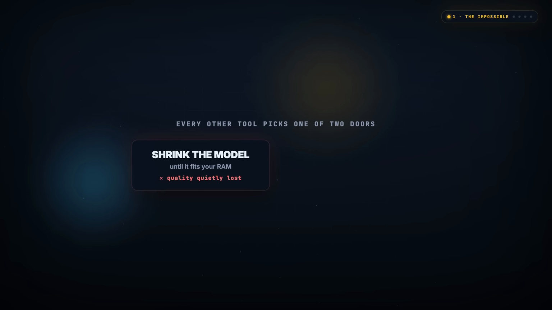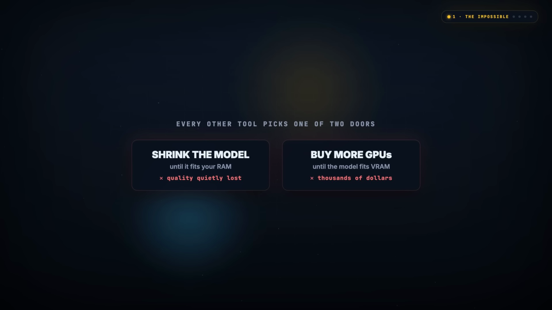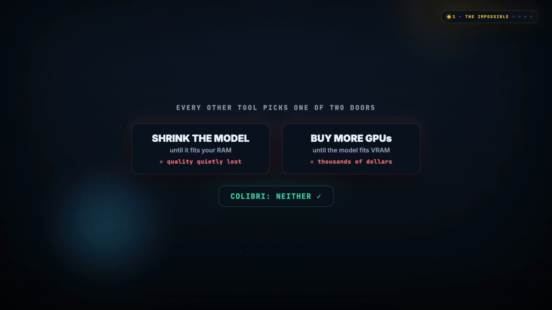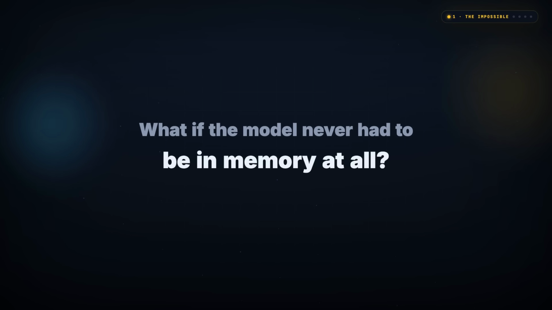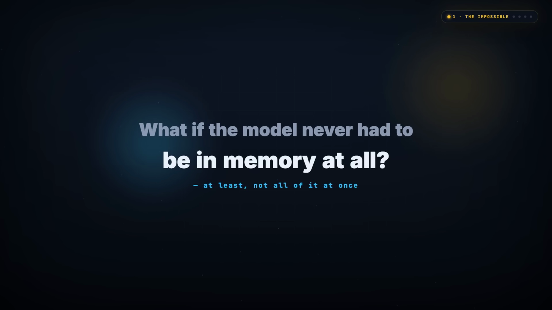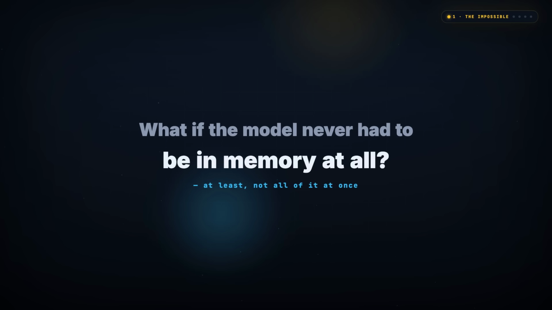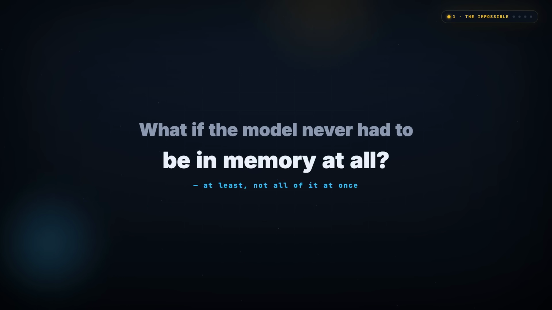And every other local AI tool solves this the same two ways. Either shrink the model until it fits and quietly lose quality, or tell you to go buy a stack of GPUs. Colibri does neither. No smaller model, no quality cut, no new hardware. It changes the question instead. What if the model never had to be in memory at all? At least, not all of it at once.